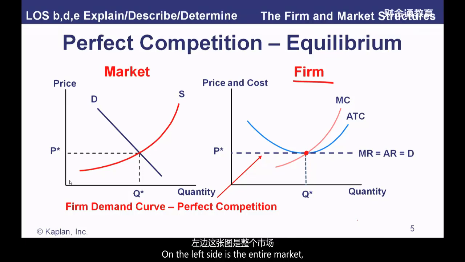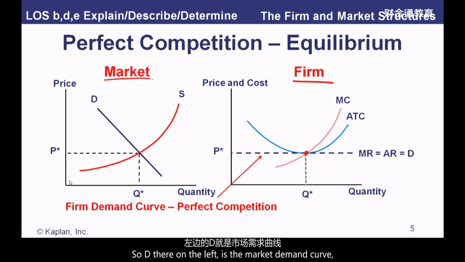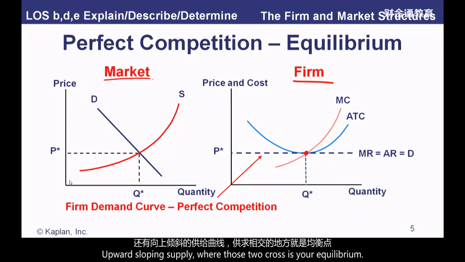On the left-hand side is the entire market. So note, and this could be a little tricky question on the day, for the entire market, we have a standard downward sloping demand curve. So D there on the left is the market demand curve, upward sloping supply. Where those two cross is your equilibrium.